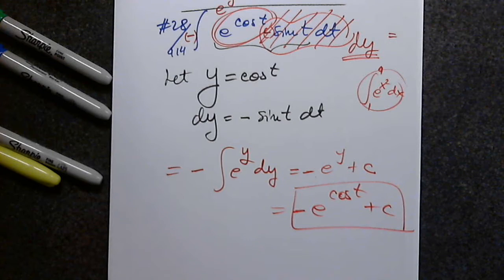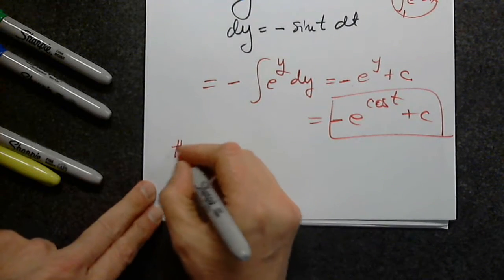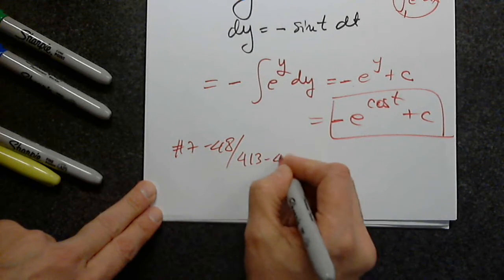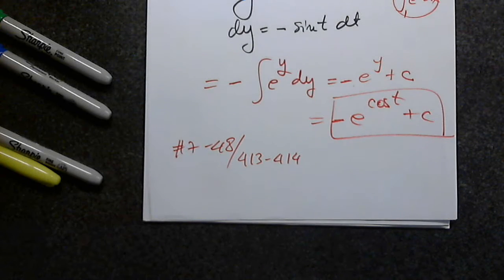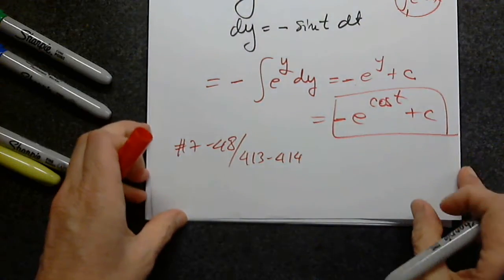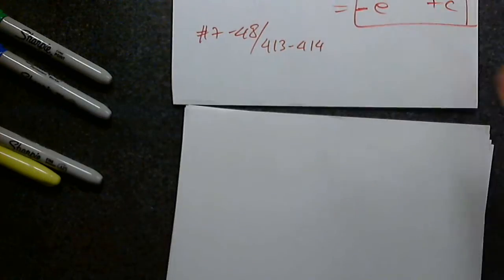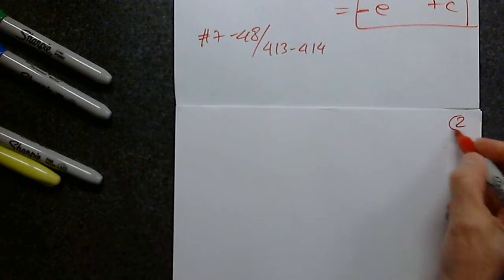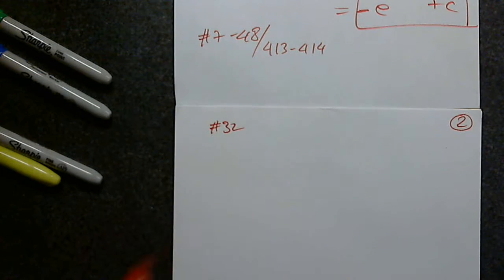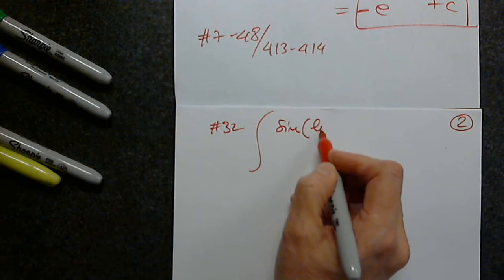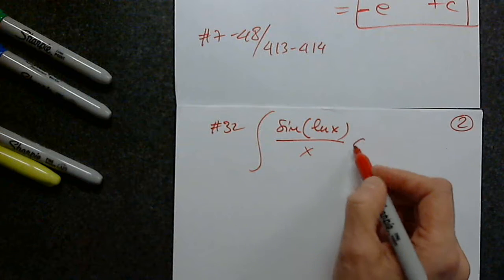Okay, so now feel free to choose anything you want from the indefinite ones for now. Let's say between 7 and 48 on pages 413, 414. For example, 32 caught my eye. So please choose the next one, whatever you want. But in the meantime, we'll do 32. So in 32, we have the integral of sine applied to natural log x, divided by x, dx.